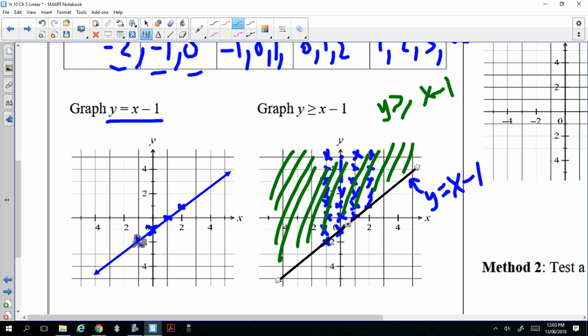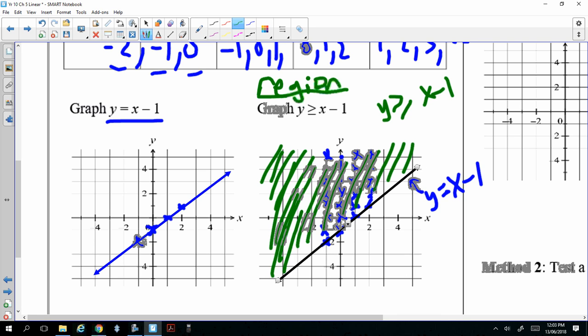Like that. So when you have an inequality, it becomes a region. This is a region. You get a region instead of a line. So it's a region above this line. Okay, so we get a region. All right, so we can do this. You shade everything above this line. Okay, all right, any question?